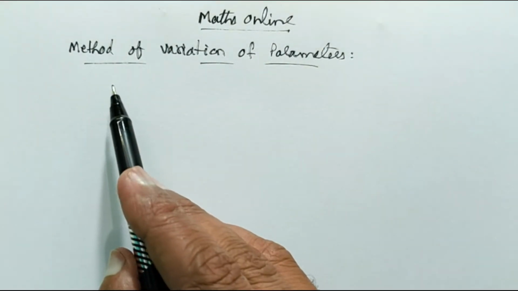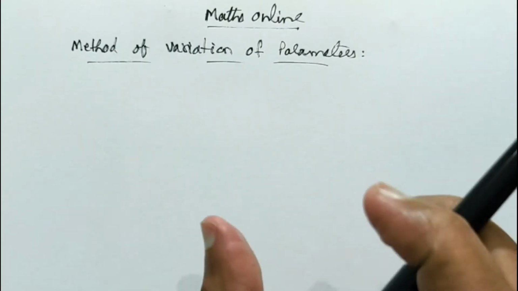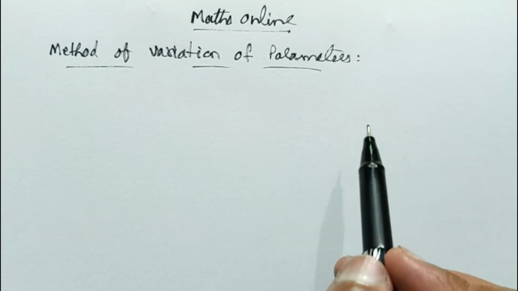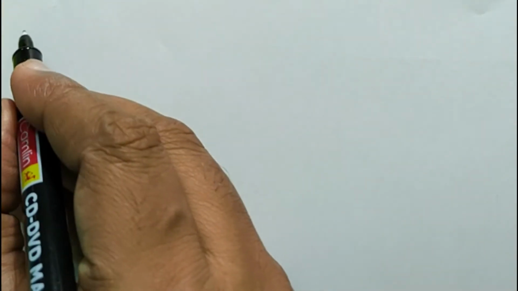Today's topic will be the method of variation of parameters. You can watch my previous video, where I have even solved a few problems. So we'll continue with a few more problems in this video. Let us move on to the next question.